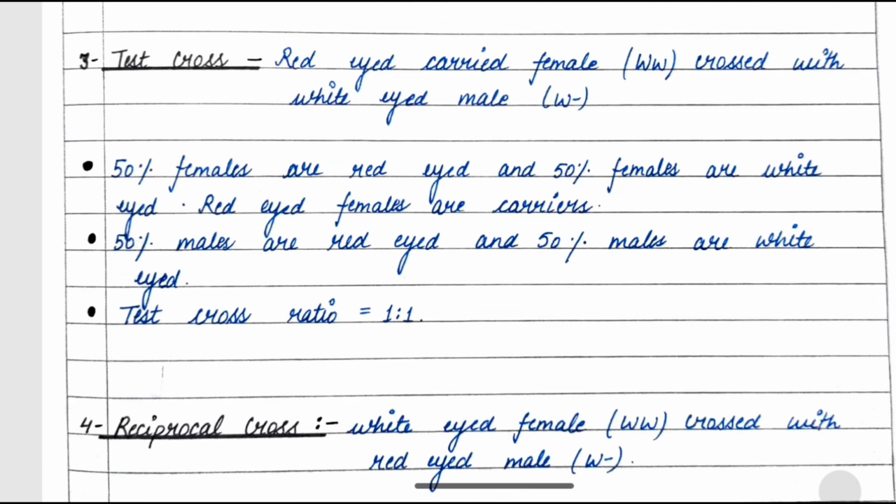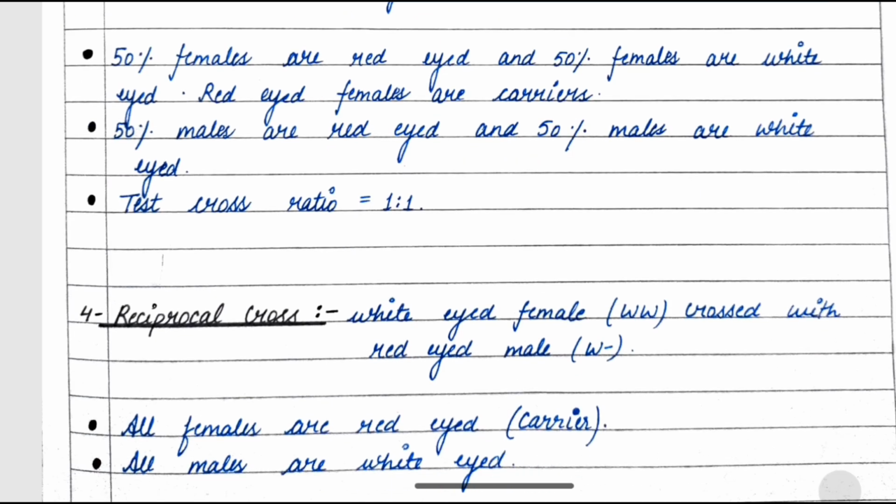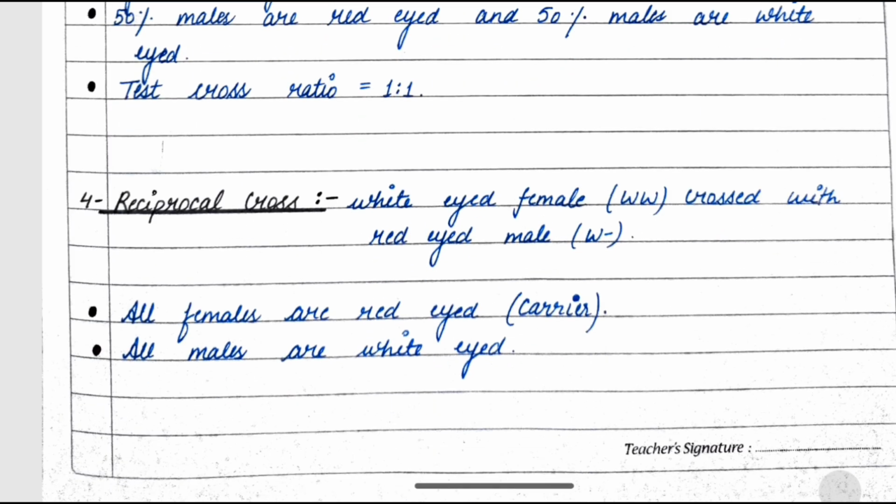Test cross. 50% of females are red eyed and 50% of females are white eyed. Red-eyed females are carriers. 50% of males are red eyed and 50% of males are white eyed. The test cross ratio is 1:1.